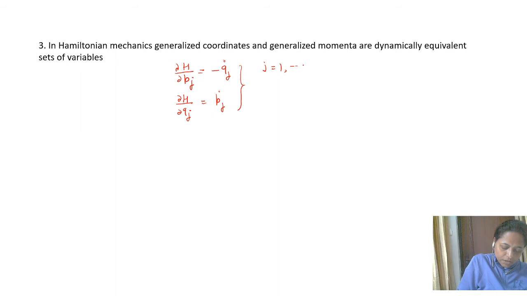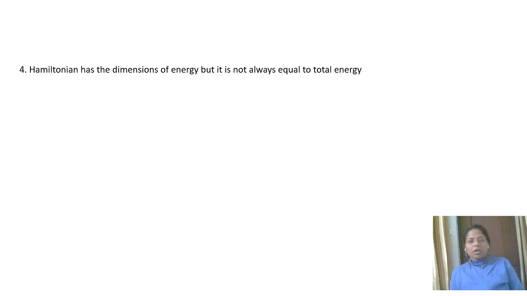But you see, if you exchange the two, you put Qj here and Pj here, you will get this equation. If you exchange the two, you will get this equation. Only the difference of the minus symbol. So we come to this property that generalized coordinates, that means these Qj's, and generalized momenta are dynamically equivalent sets of variables. So this is one property about Hamiltonian mechanics.